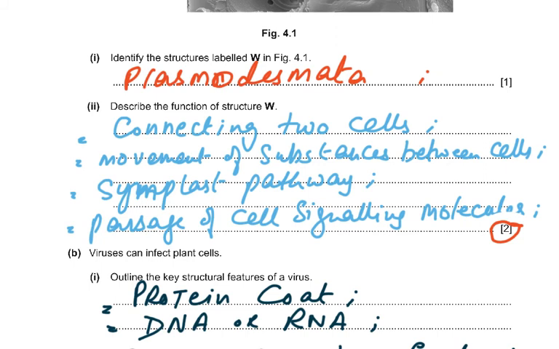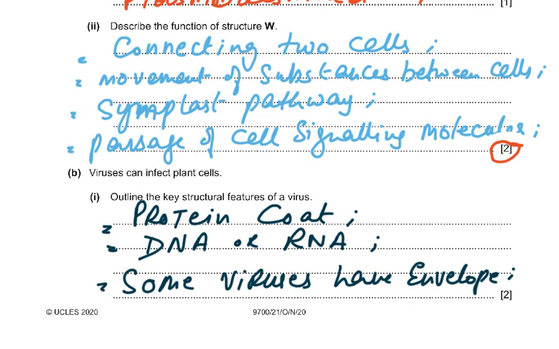Then it said viruses can infect plant cells, outline the key structural features of a virus. Now that's something from the first chapter. Protein coat, it has a DNA or an RNA strand, so that's 1 mark. Protein coat, DNA or RNA, and some viruses have a phospholipid envelope or a lipid envelope outside. So 3 mark scheme points, any two, and you got your 2 out of 2.